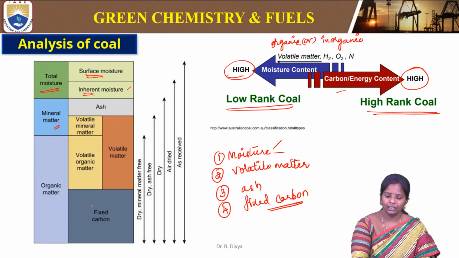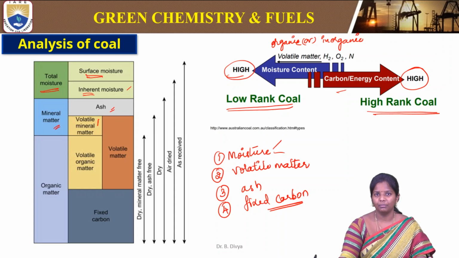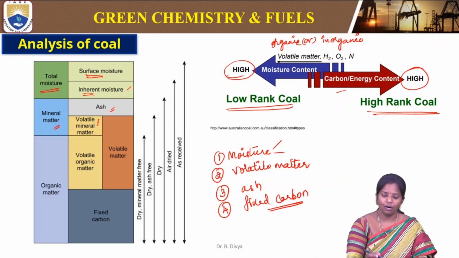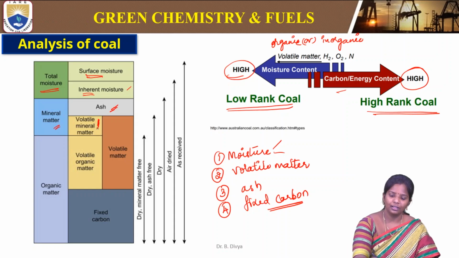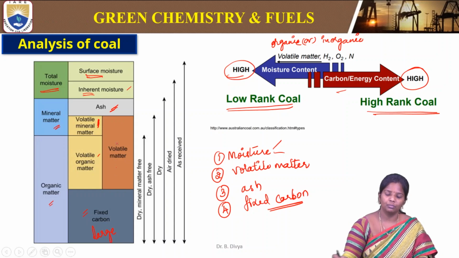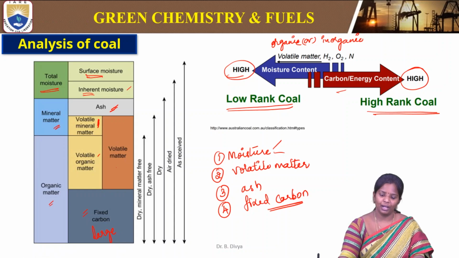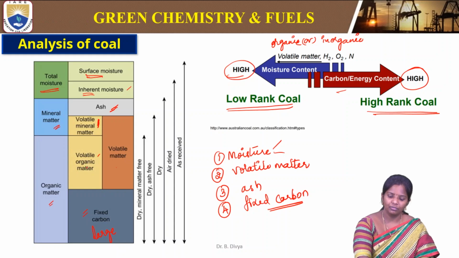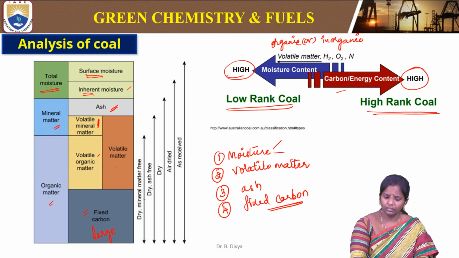The mineral matter can be present as volatile mineral matter and ash. So the minerals, elements or any others, will be present in the form of volatile mineral matter or in the form of ash. Organic matter is present in the form of volatile organic matter or fixed carbon. Volatile matter comes from both the mineral matter and the organic matter. Volatile organic matter and fixed carbon together are free of mineral matter.